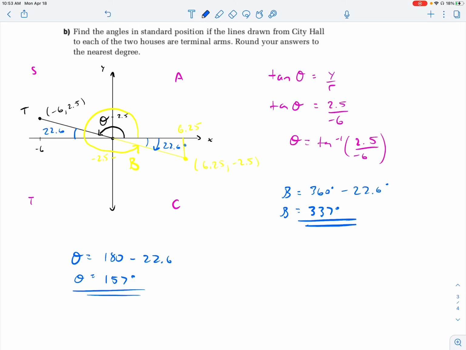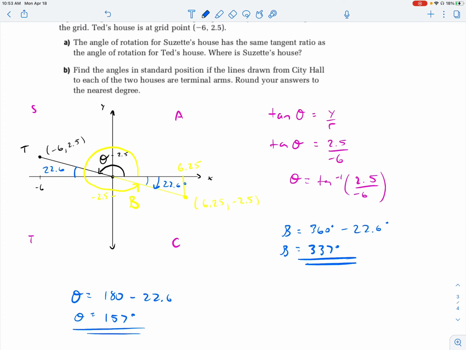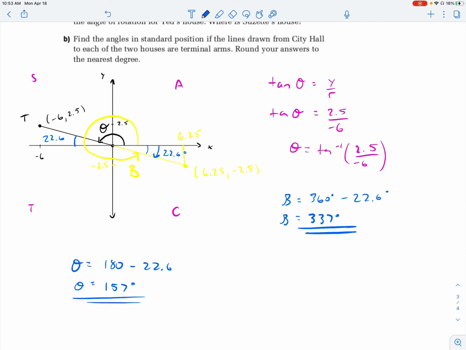All right, so there you have it. That's how we can find some of our angles. That's how we find equivalent trig ratios. I'll see you guys in the next video.